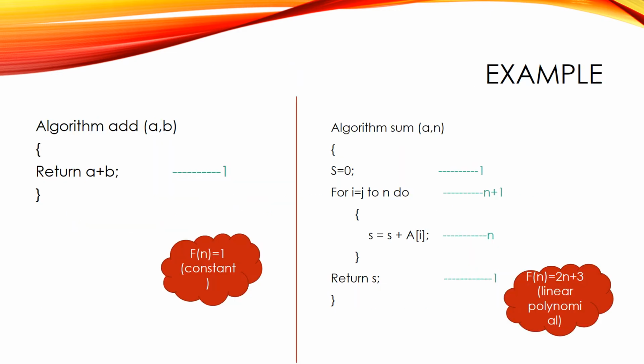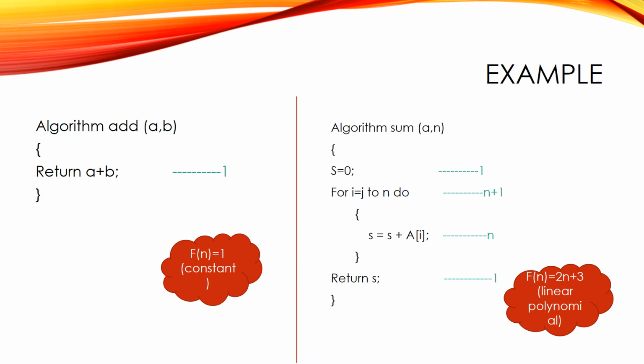Let's look at some algorithms and try to find their time complexities from the number of statements and frequency of their execution. For example, algorithm add(a, b): return a plus b. So this statement return a plus b takes 1 unit of time. So let's say if f(n) is the function of time taken, then f(n) is equal to 1, which is a constant value.